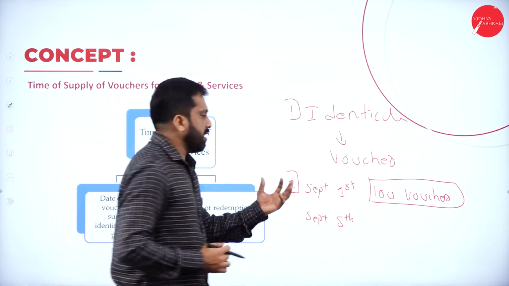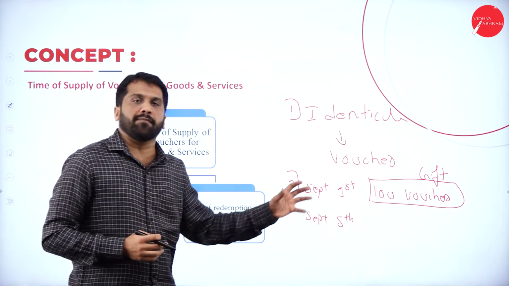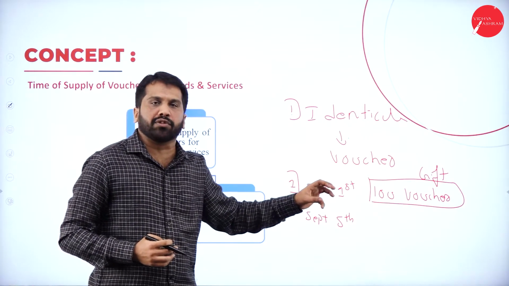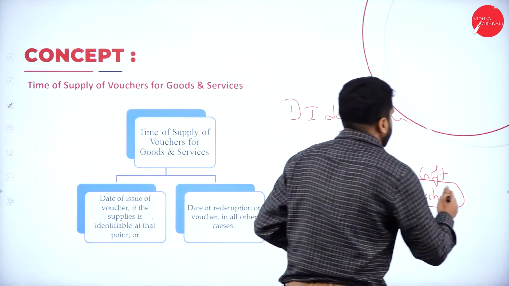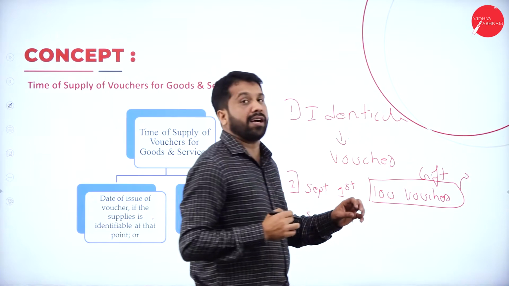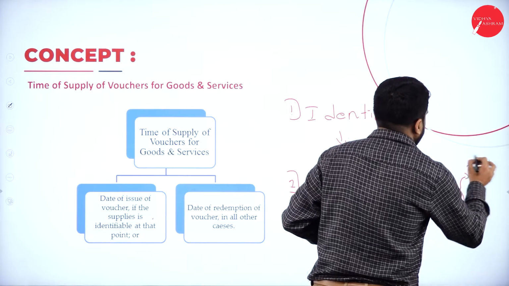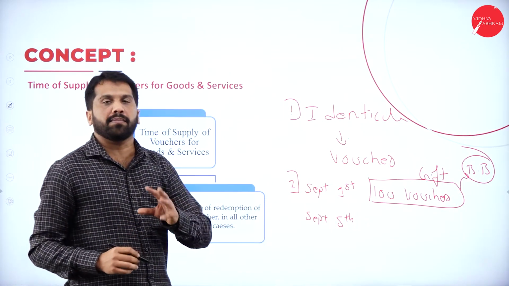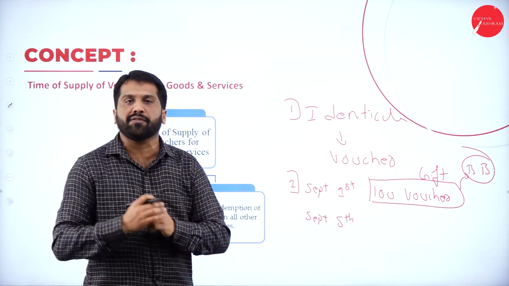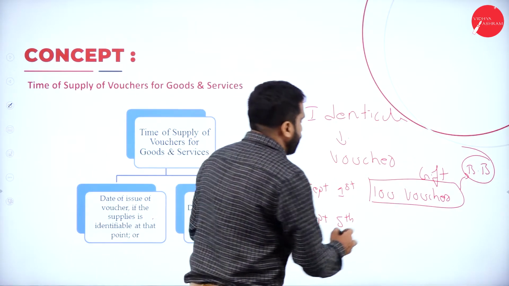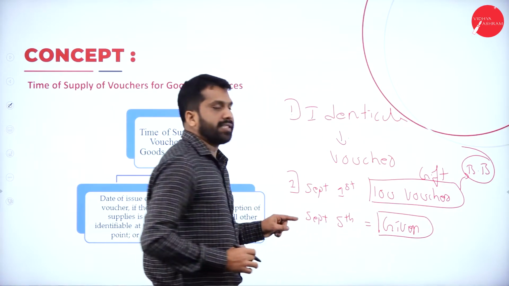What is a voucher? These vouchers are gift vouchers. From where did he buy all the gift vouchers? He bought them from some shop like Big Bazaar. All the gift vouchers he bought from Big Bazaar. Now, what happens here? All the 100 vouchers, when he gives them to the faculties on September 5th, they will be given on September 5th.